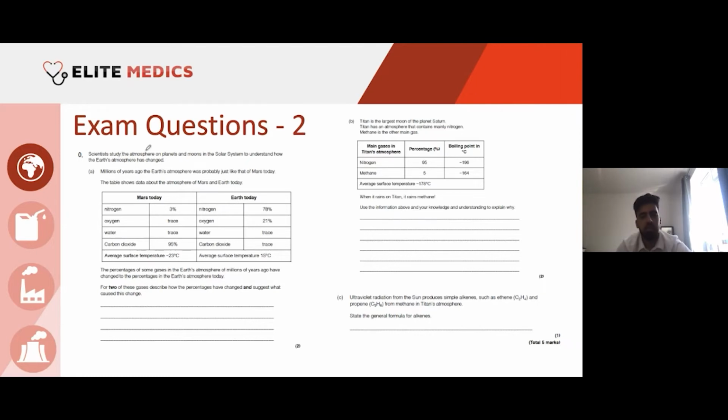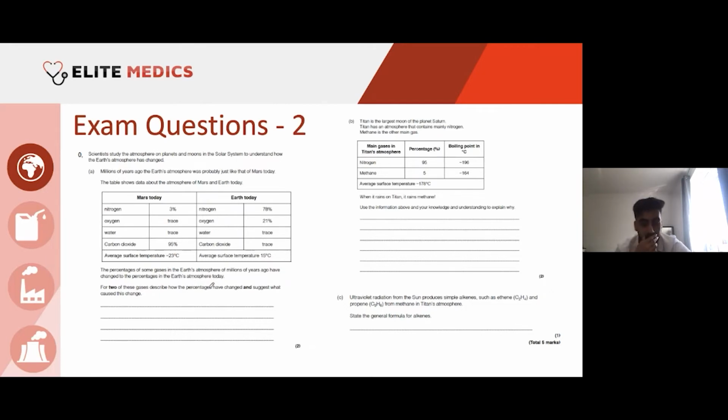Scientists study the atmosphere on planets and moons in the solar system to understand how the Earth's atmosphere has changed. So let's look at this. Millions of years ago, the Earth's atmosphere is probably just like that of Mars today. The table shows data about the atmosphere of Mars and Earth today. So Mars today, Earth today. Okay, direct comparison. The percentages of some gases in the Earth's atmosphere a million years ago have changed to percentages in the Earth's atmosphere today. For two of these gases, describe how the percentages have changed and suggest what caused this change.